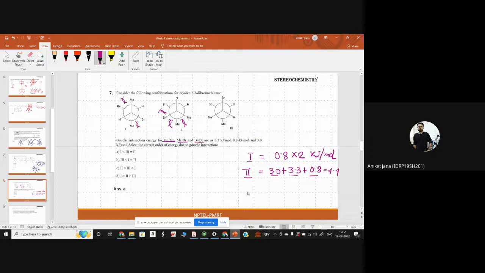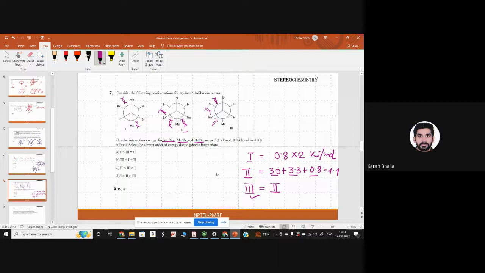It will have a substantial value, and in case of 3, what are the interactions present here? Somebody tell me what are the interactions present here. The bromine-bromine interaction, then methyl-methyl, and methyl-bromine. So this is the same as 2, right? The same interactions we found in case of 2 are present in case of 3. Is this correct or not?